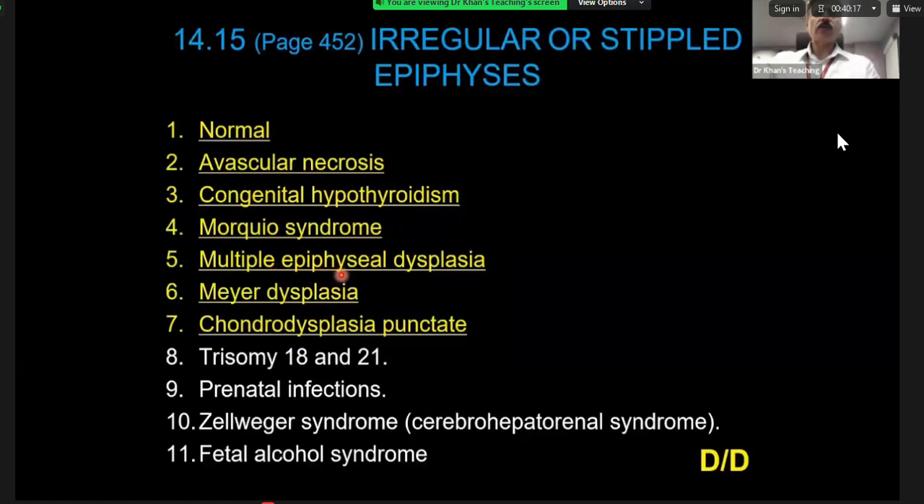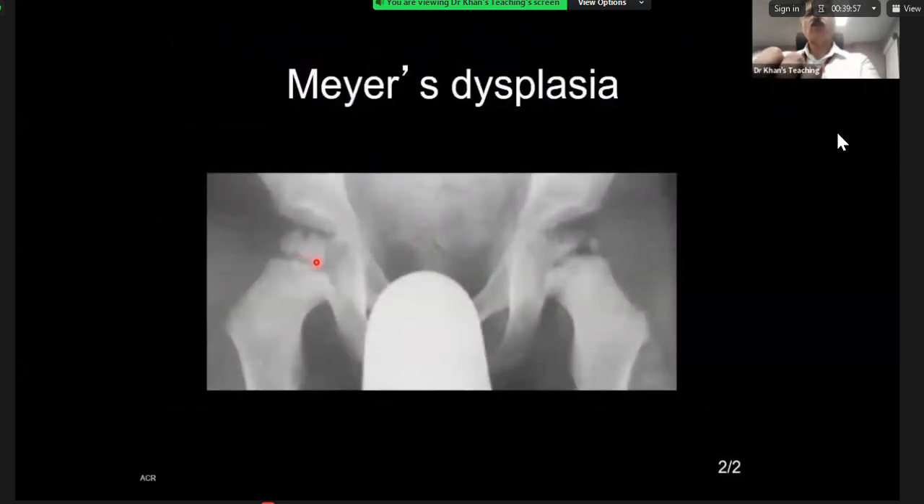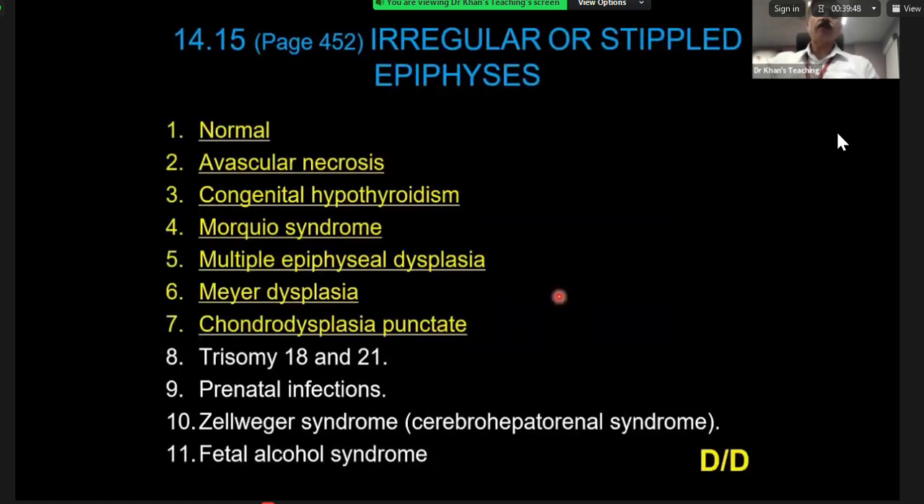There is an entity, we call it multiple epiphyseal dysplasia, which the name tells you that the epiphysis will be abnormal. Meyer dysplasia is the same thing, but this one only involves the femoral capital epiphysis. So the case there was actually Meyer because the other epiphyses were absolutely normal, but nobody is expecting you to just say Meyer on this. But for discussion, you have to know this differential.